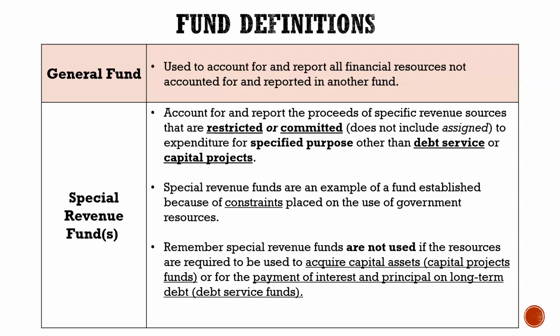Our intent is to use this money for this purpose, right? Restrictions, committed, those have higher levels of constraint to them. Restricted may be something like a bond covenant that says you can only use portions of this money for a certain thing. That's a restriction.